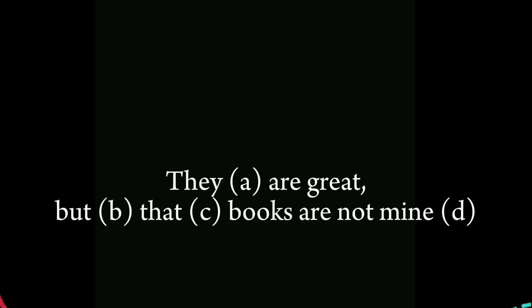Next question. They are great, but that books are not mine. In the sentence above, the demonstrative that refers to the subject they. The problem is that it's not the appropriate demonstrative to use in this sentence because there is more than one subject referred to. The demonstrative used should be those, not that. The correct answer to the question above is part C.